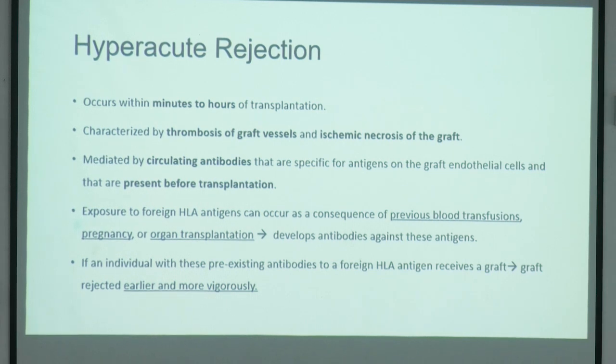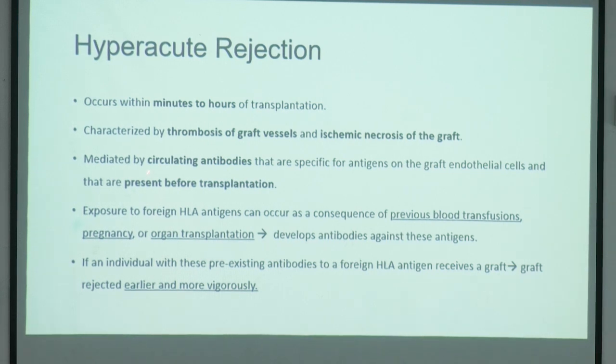Okay. In any graft or transplant, the most important part is nutrition to the organ. Nutrition is provided by blood. So, maintenance of vascularity is the first and foremost part of any transplant. In hyperacute rejection, there is immediate thrombosis of the graft vessels, meaning vessels of the graft and necrosis.